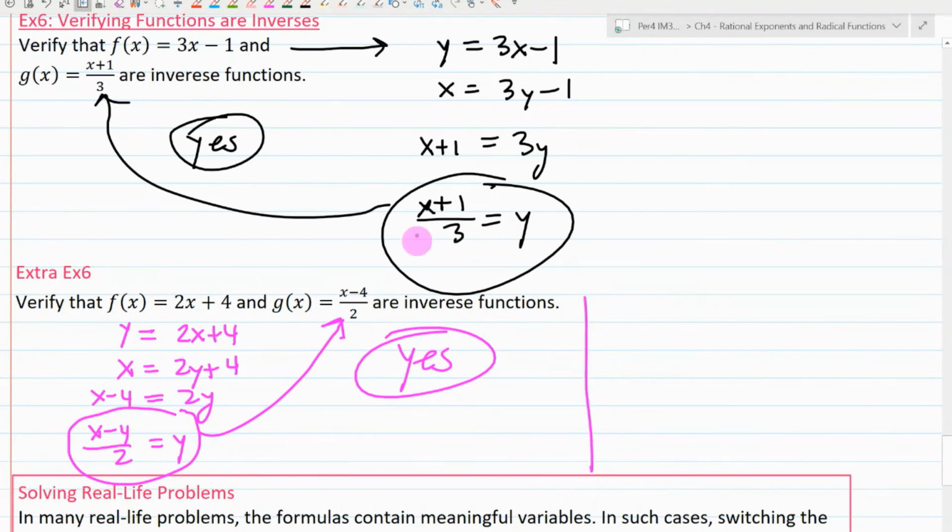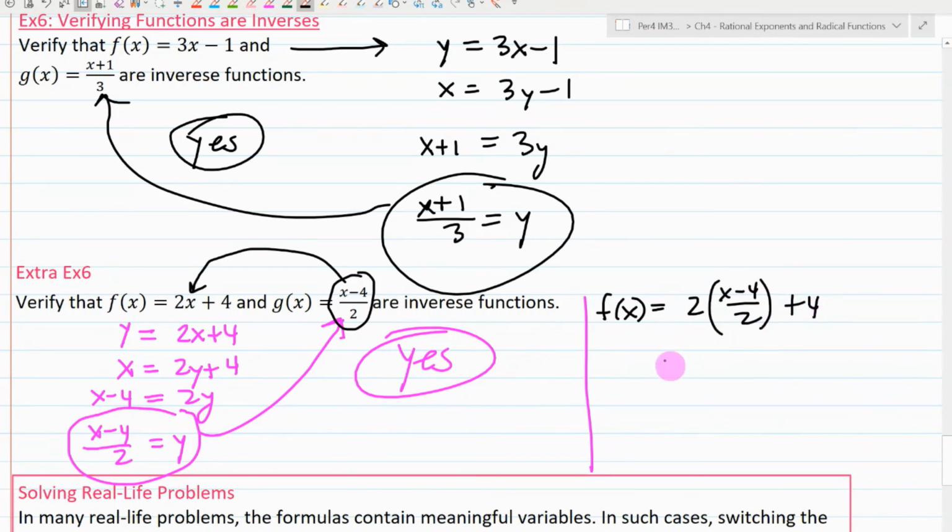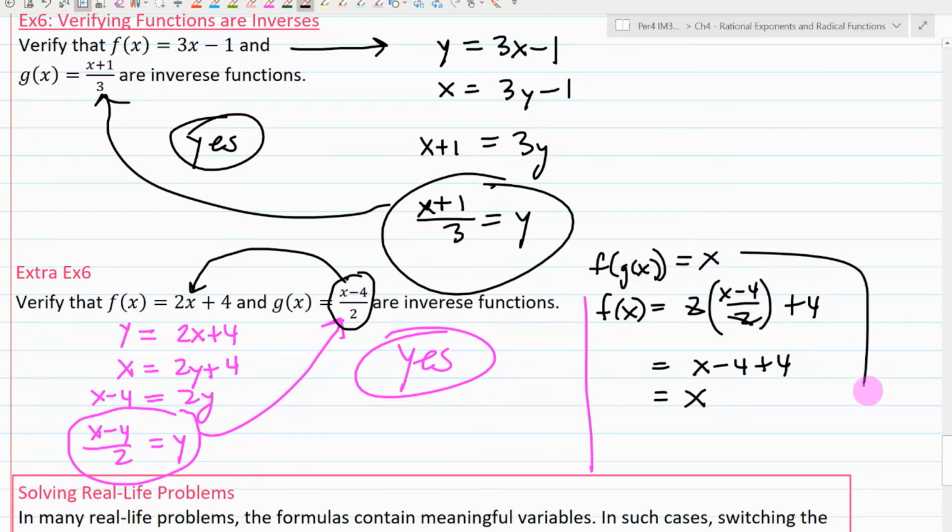Now I'm just going to show you really quick that if you plug one into the other, you should get an x value. So if I take this and plug it into that x, this is what's going to happen. I'm going to get f of x is equal to 2 times x minus 4 over 2 plus 4. And then these will cancel, so you're going to get x minus 4 plus 4, which is x. So if I did f of g of x, the answer would be x. And if that's the case, then that means that they are inverse functions.